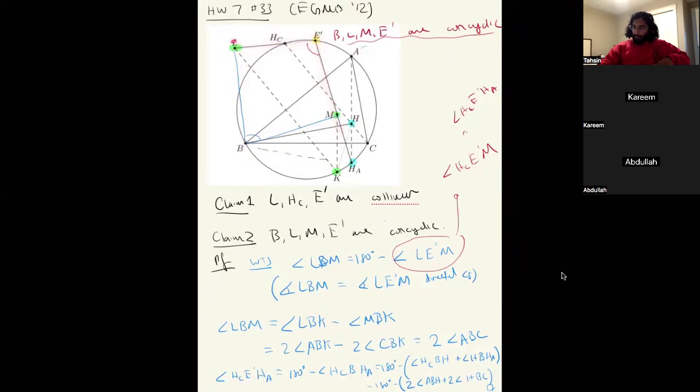I know that E and E prime, M and HA are collinear. What I'm saying is that calculating this angle is the same as identifying exactly where on the circle this intersection point is. So let me write it out a little bit more.